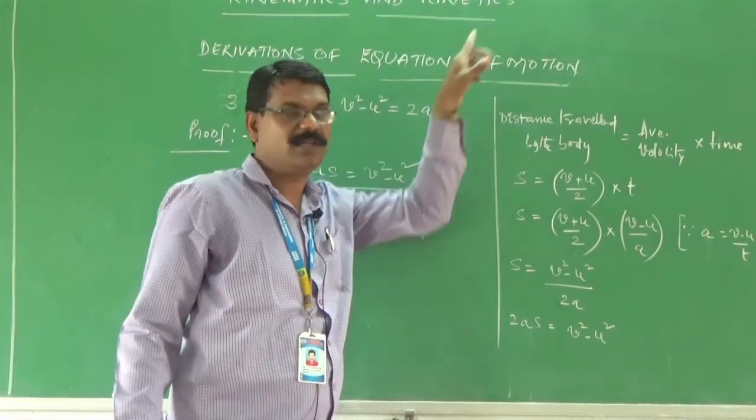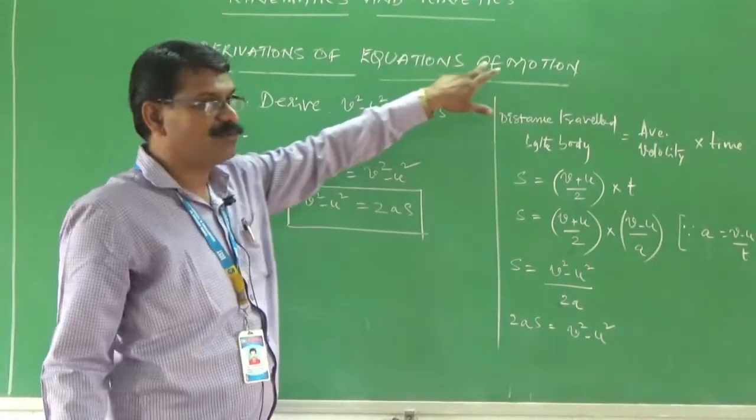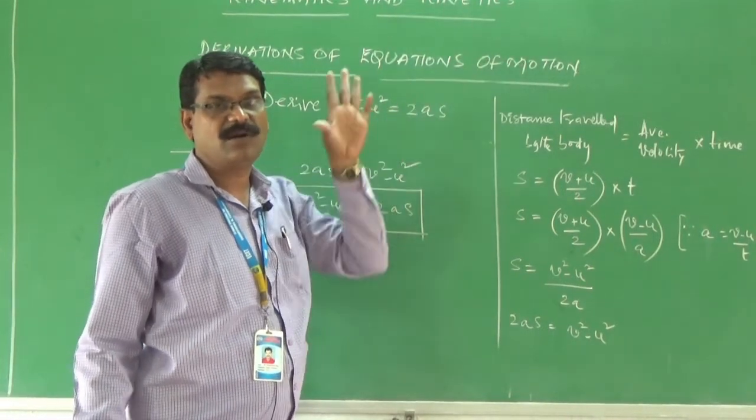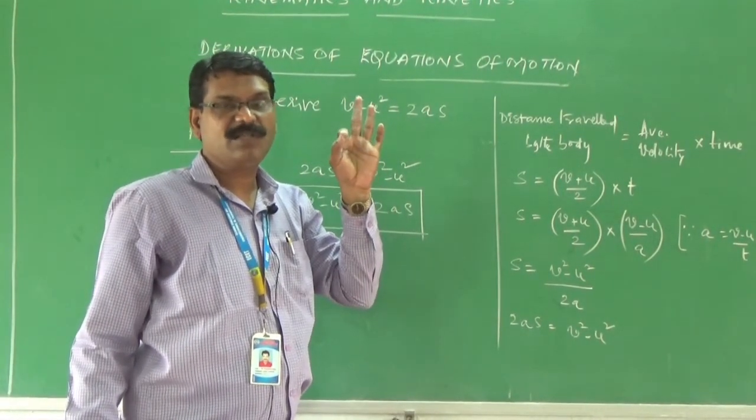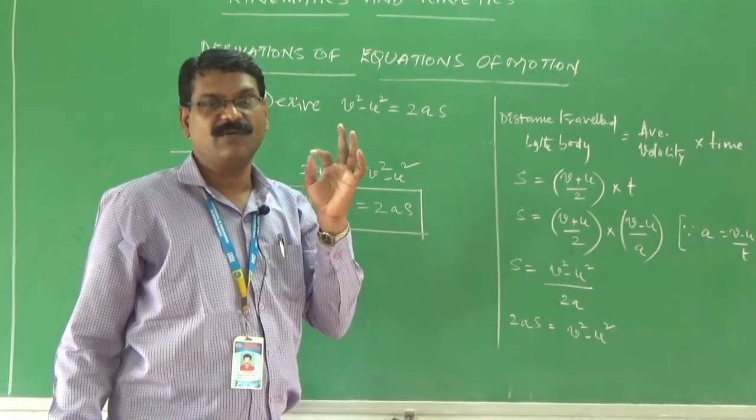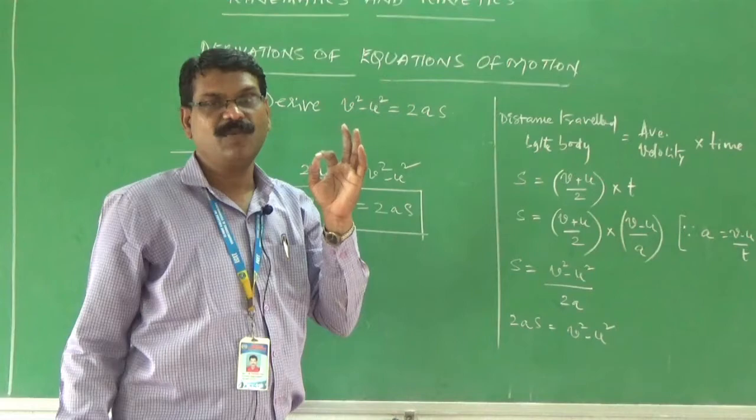As I told you in the beginning, the equations of motion under gravity are classified into 4 types. One is V is equal to U plus AT. Second one is S is equal to UT plus half AT square. Third one is V square minus U square is equal to 2AS. And fourth one is Sn is equal to U plus A into (N minus half).